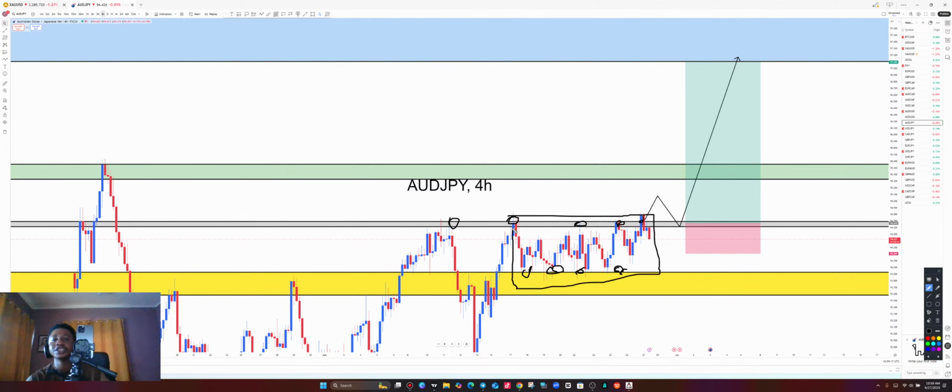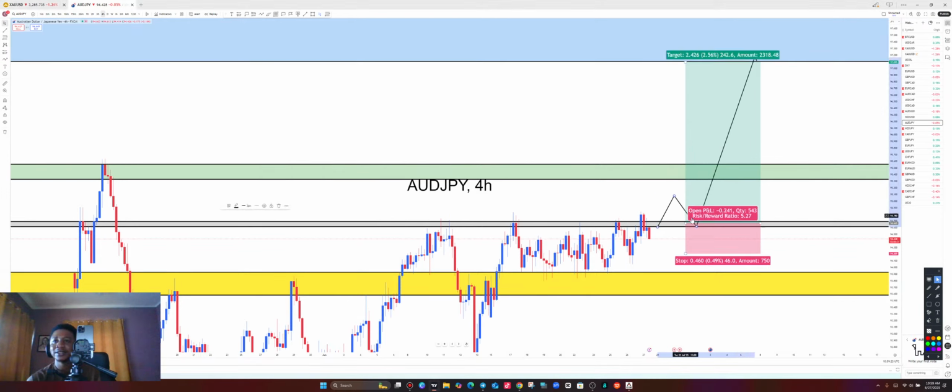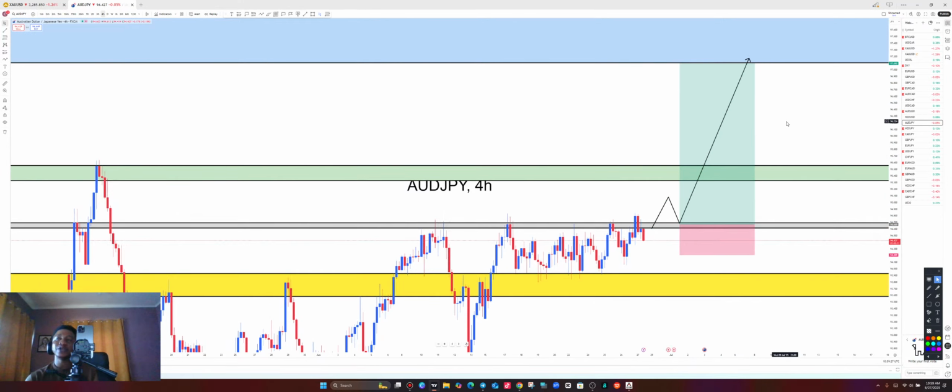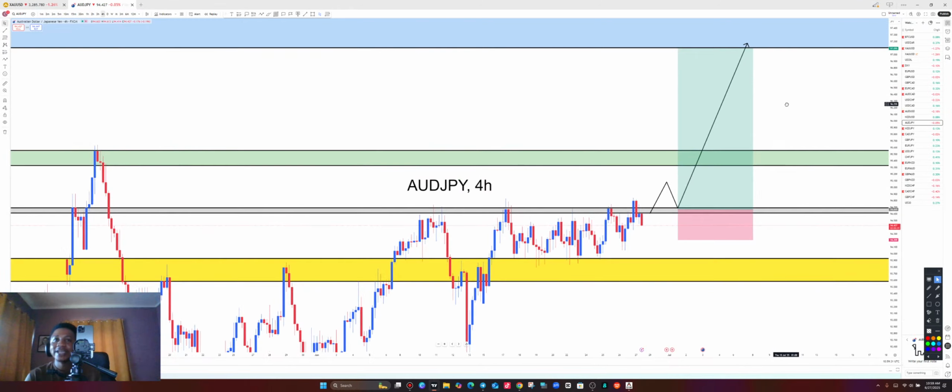So as a range or consolidation, we cannot pick the buy now unless we see a break above the resistance level. Buyers need to win this battle and break above to give us a higher high, a higher low. Then we can buy to the upside on AUD JPY. So AUD JPY, this is our full and complete technical analysis.